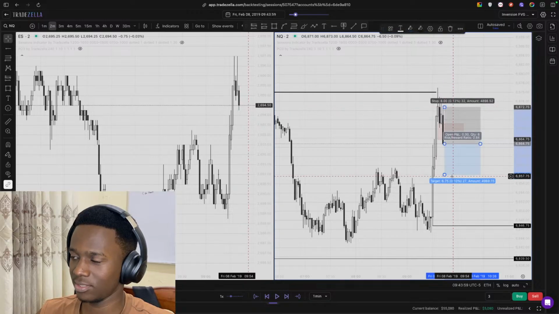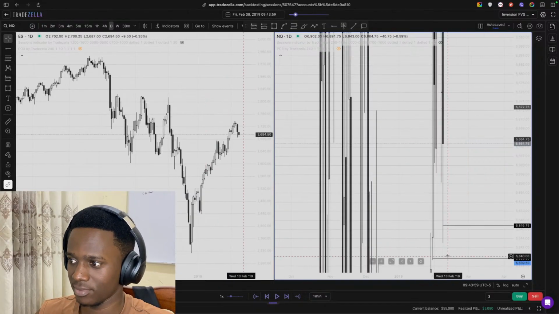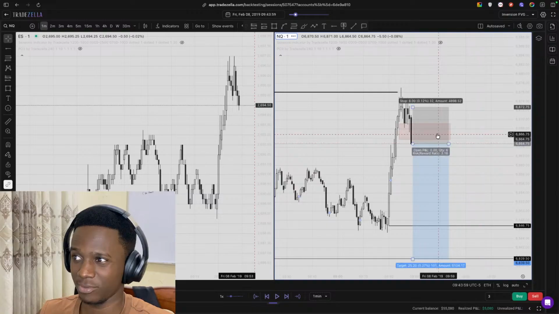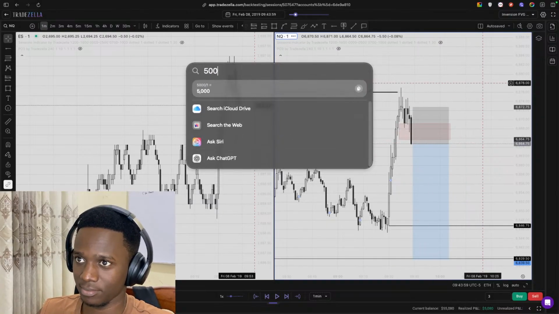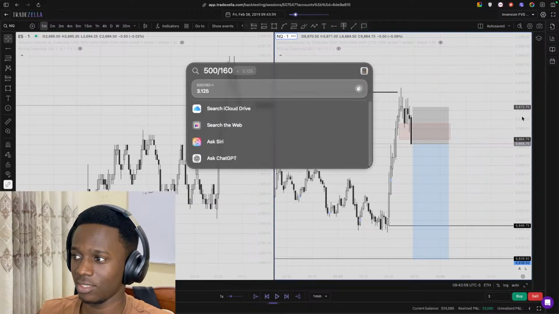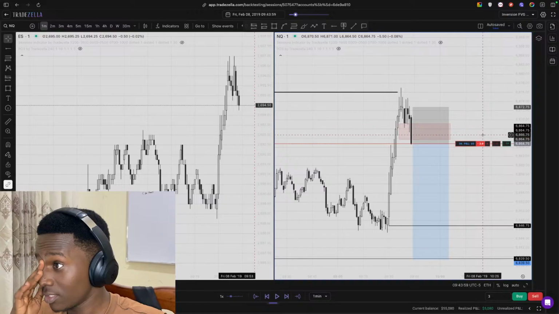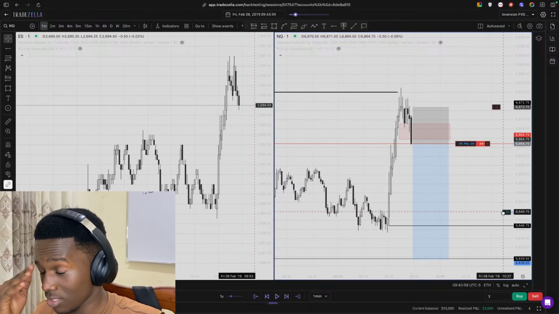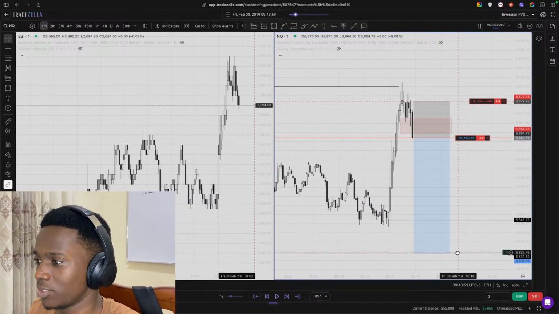You can also target the next daily gap, but on a 3-hour, I'm not really sure about that. We'll just have to see what happens. 500 over 160, and that will be a 3-minute short again. And my stop will be at this high. Take profit at this low here.